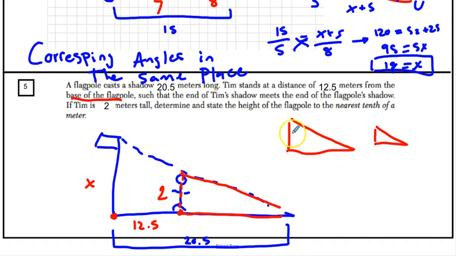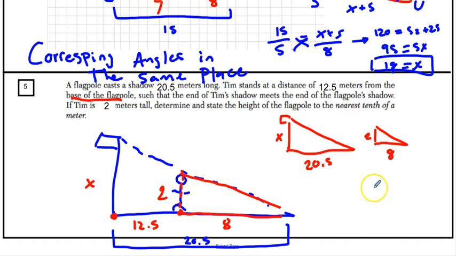Same strategy. Now the big triangle is pretty easy, right? Because we have X for the height of that flagpole, which was right here. And we know the shadow is 20.5. All right? Now Tim is 2, but we don't know how long his shadow is. We actually only know how far he is from the flagpole. So what we have to do is subtract these two numbers. So 20.5 minus 12.5 actually gives us 8.